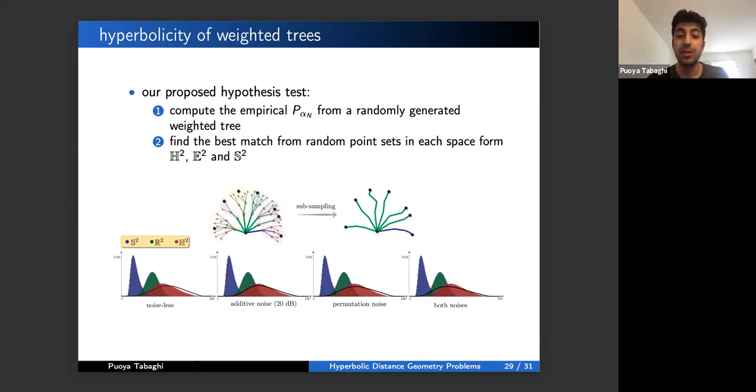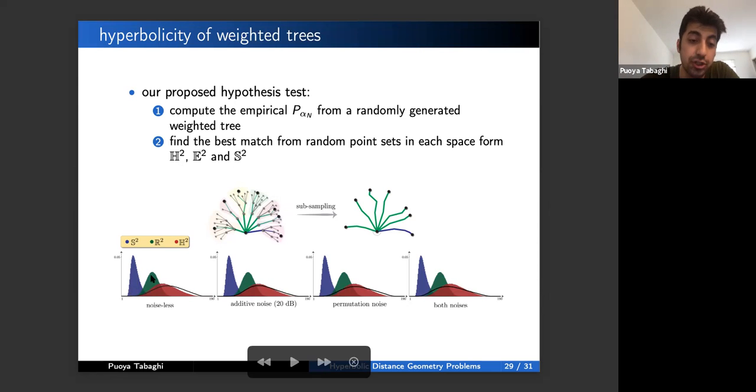So this is a simple experiment to showcase that these alpha n's do carry geometrical information about the similarities. So here's the test. What we're going to do is generate a huge weighted tree like this, and we're going to subsample it, as I just mentioned, and we get cliques like this, and we compute alpha n and its PMF. So the PMF of alpha n is this black line here, right? And then I'm gonna propose a hypothesis test. I'm gonna say, okay, so this is the PMF of alpha n for a weighted tree. Should it resemble random point sets in spherical, Euclidean, or hyperbolic spaces? So I randomly generate points in each one of these spaces, and I compute the PMF of alpha n for each one of these spaces in blue, green, and red.